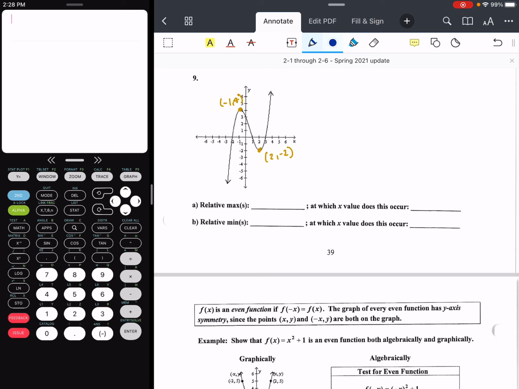So for our relative max, the maximum function value is our y value of 4, and it occurs at the x value of -1. Relative minimum value of the function is -2, and this occurs at the x value 2.